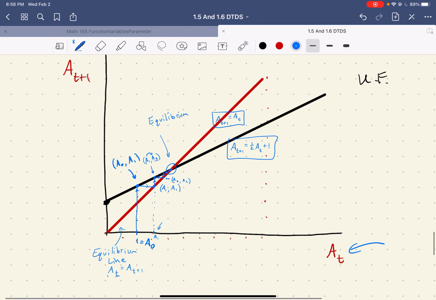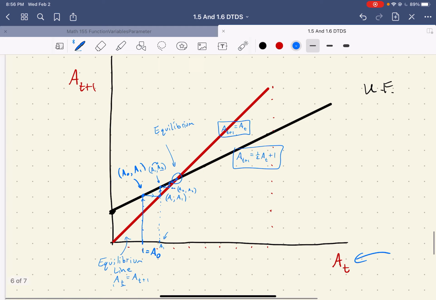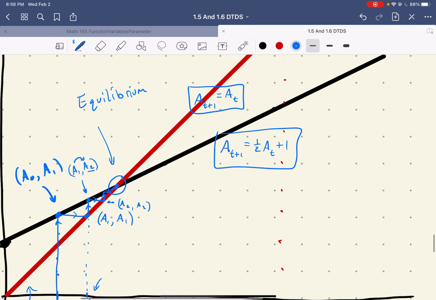Okay, so let's say we cobweb like this, and I'm curious, it looks like I'm heading toward an equilibrium. What is that equilibrium point? Well, an intersection point of two graphs is when they're both true, so I can set them equal to each other. Here's one copy of a_(t+1), here's another. If this equals that, which equals that, I'm just going to equate these two right-hand sides. And I have a_t is equal to 1/2 a_t plus 1.